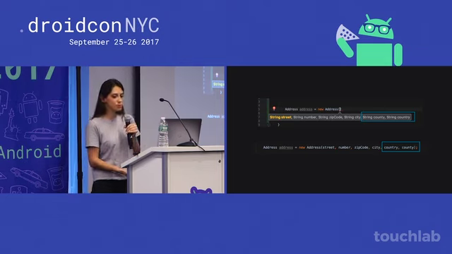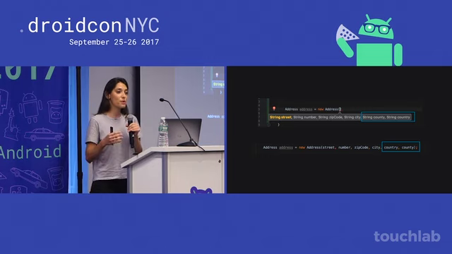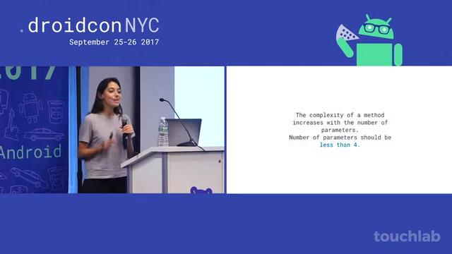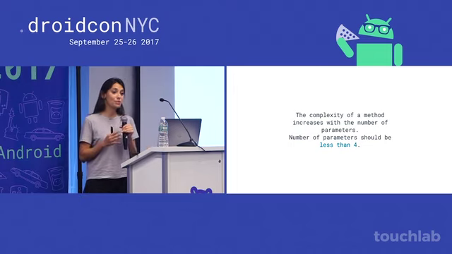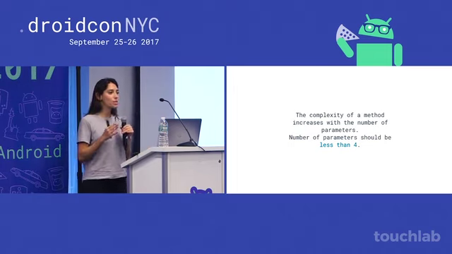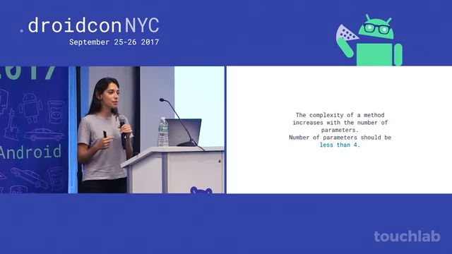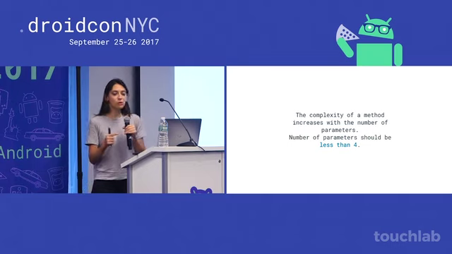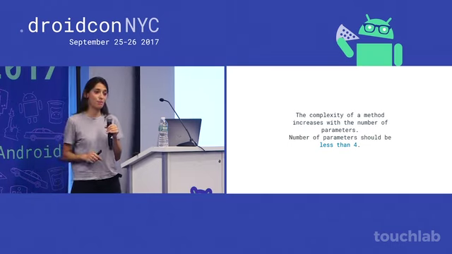So a solution for this problem would be to use builders or wrap those objects or those parameters in other objects. And speaking of parameters, the complexity of a method increases with the number of parameters. That's why, well, research shows that the number of parameters should usually be less than 4. So more precisely, there's an exponential increase in complexity of the method with the increasing number of parameters. Because for each of them, the user not only needs to understand its meaning, but also its relationship to all the other parameters.